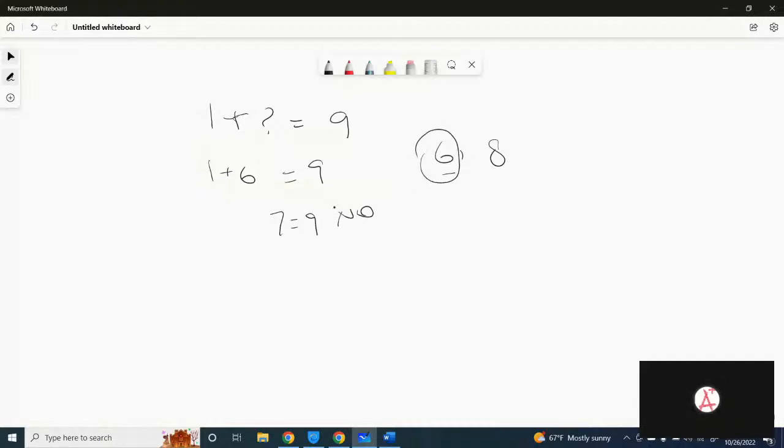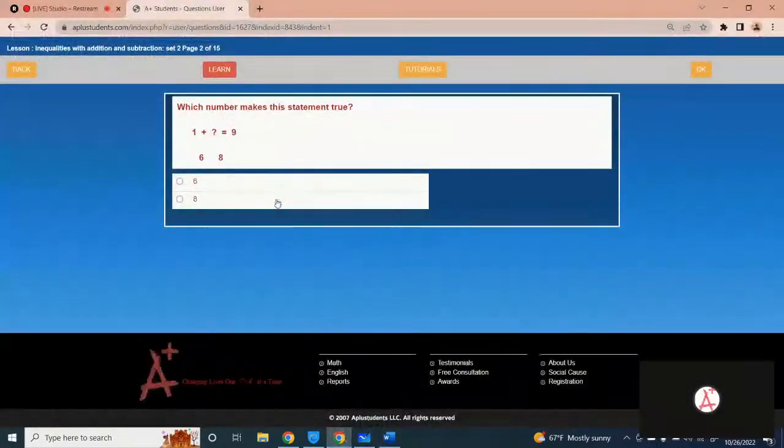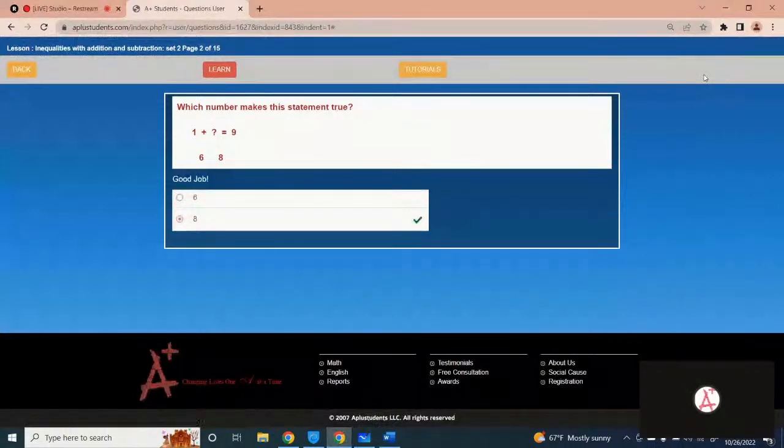Got it? Just put the 8 in the question. 1 plus 8 is 9. 9 equals 9. Is it true? Yes, it is. So 8 plus 1 equals 9. That means the correct option is 8. Got it. Just select the correct option and then click on the OK button.